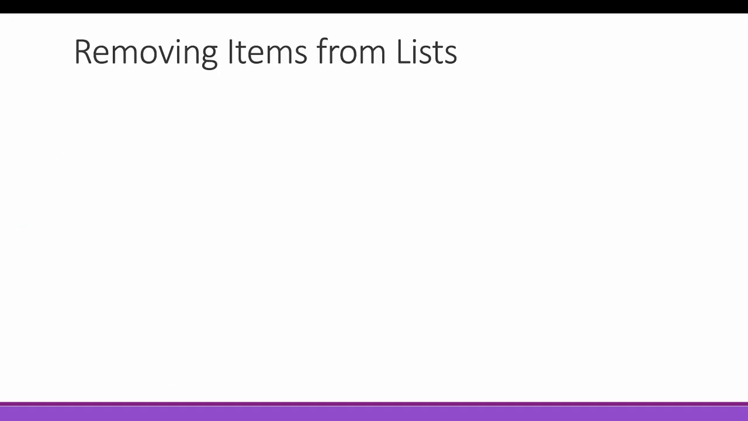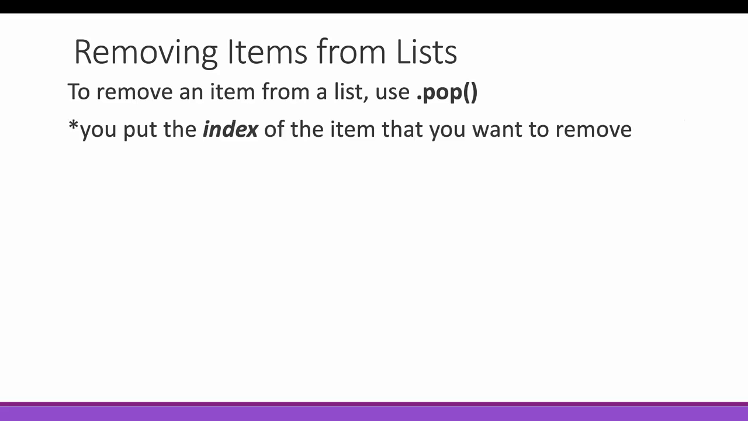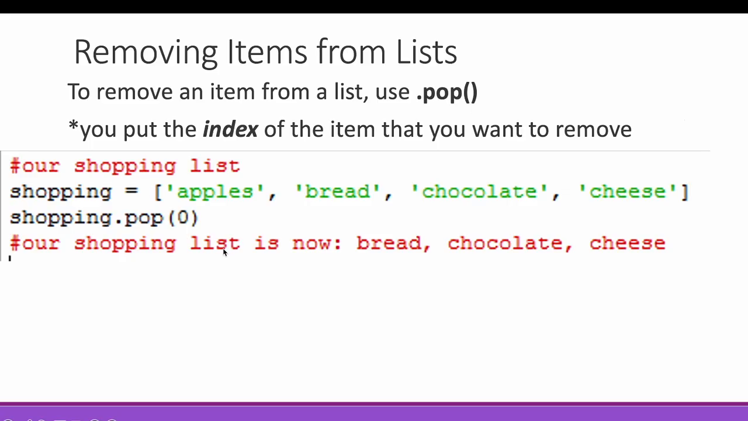Now, to remove items, we've got two methods. We've got pop. This uses the index of the item that we want to remove. So if we always want to remove the first item or the last item or the third item, we can use .pop. So for example here, we've got the same shopping list. If we do .pop 0, that is going to remove the item at index 0, which in this case is apples. So our list will become bread, chocolate, cheese.